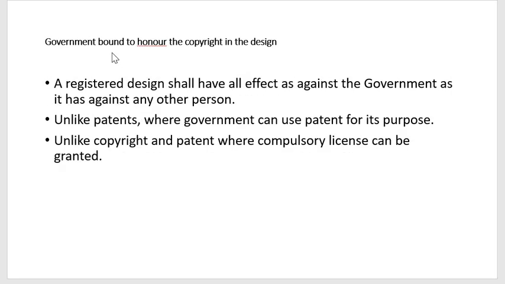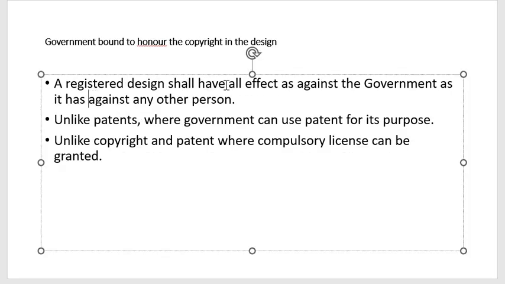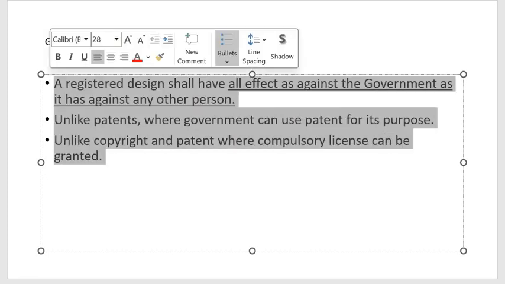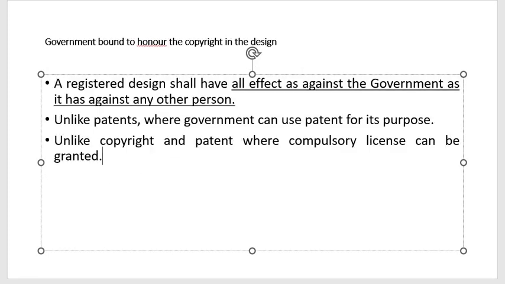Then a registered design shall have effect as against government, as against any person. Meaning thereby, unlike patents, where government can use a patent for its purpose, and in copyright and patents, compulsory license is there. But when it comes to design, such things are not there.